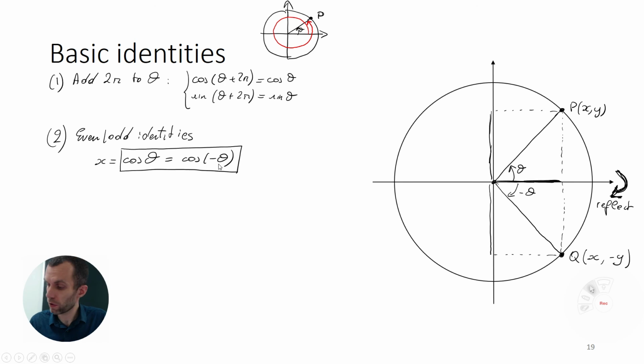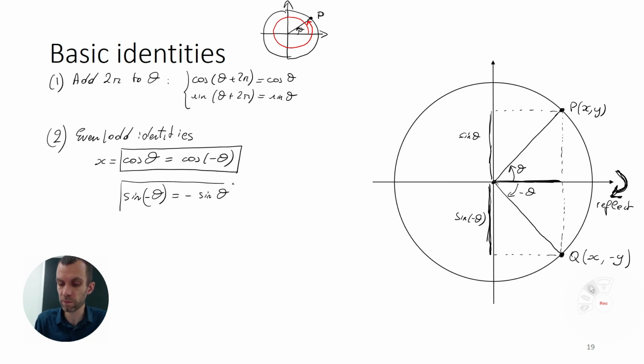Likewise for the y coordinate, if we look here, we have that this length, the y coordinate, is sine theta, and then down below here, we have that this is minus sine theta. And now if you look at sine of minus theta, what you see is that that's equal in magnitude to sine theta, but it has the opposite sign. So this is minus sine theta. And this gives you a couple of simple identities to also simplify trigonometric expressions.